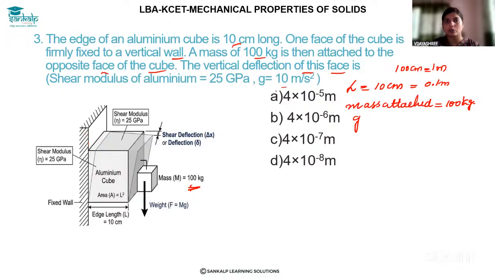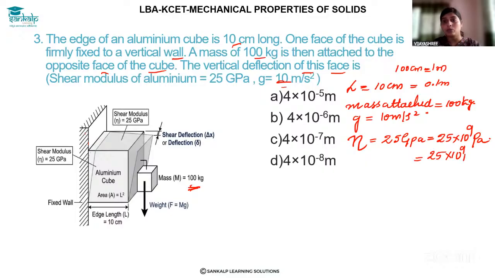So acceleration due to gravity we are given as 10 meter per second square. So shear modulus of aluminium is equal to 25 gigapascal. Giga means 10 to the power 9, so it is equal to 25 into 10 to the power 9 Pascal. Pascal means 25 into 10 to the power 9 Newton per meter square. So this is the shear modulus.